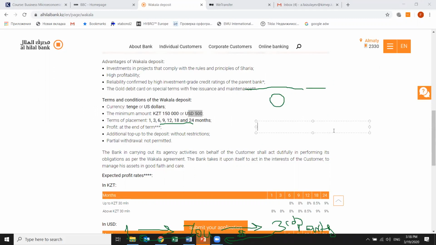So if you signed for 9 months and you want to add more deposit, you can add, but however, you cannot withdraw. This is what they say.